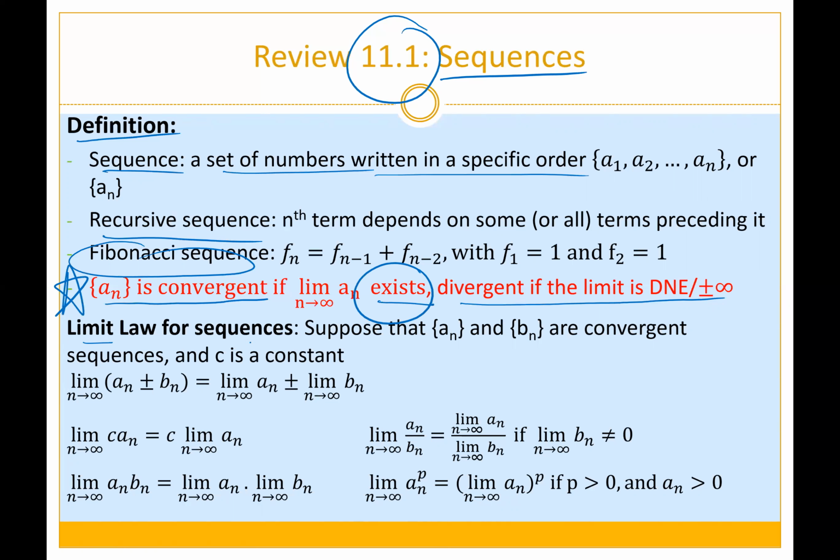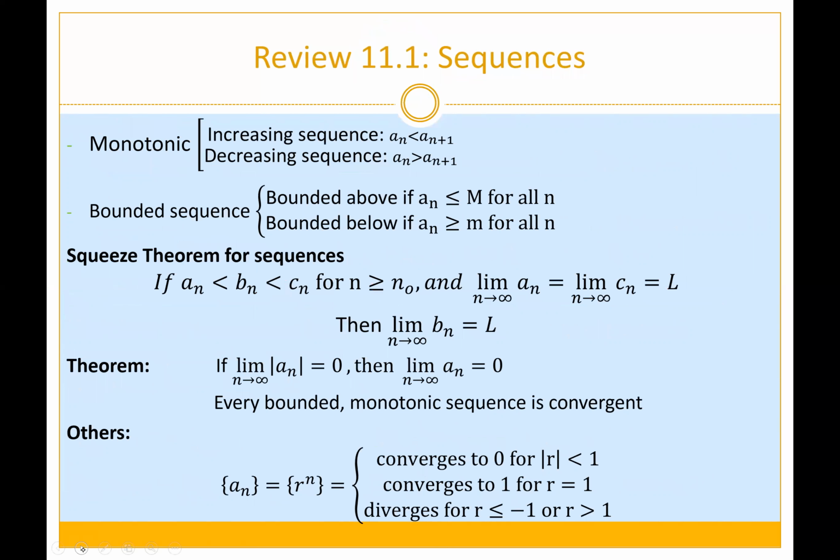You also have limit laws for sequences. So if you have a sum or difference of sequences, then you can use these properties to make them work. You also have another concept called a monotonic sequence, where all the terms are only increasing, or all the terms are only decreasing. Or a bounded sequence, where your sequence is bounded by a cap and a minimum limit. So you have a ceiling and a floor, kind of like you hold them together.